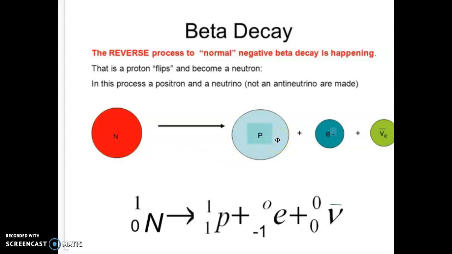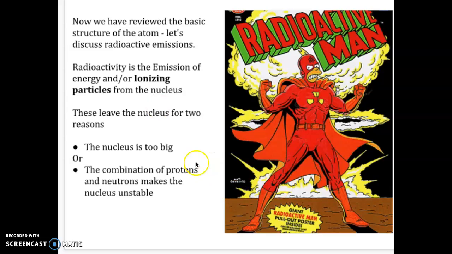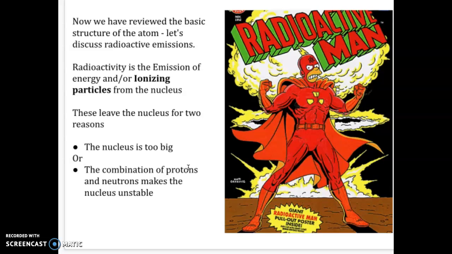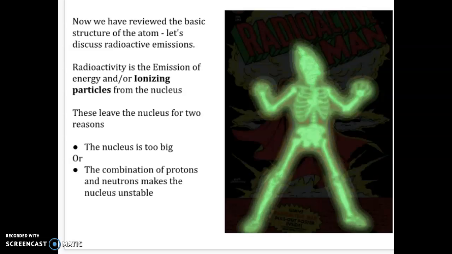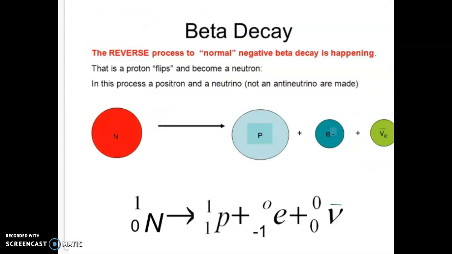It mutates. Now, if we go back to the reasons for why something is radioactive, the second reason is that the combination of protons and neutrons makes the nucleus unstable. That's why it has to basically give something out. It has to change itself. So one of the ways that it will do that is by converting a neutron into a proton and making a more stable combination. Now, as a consequence of that change, we release an electron. We have a release of an electron and an antineutrino.